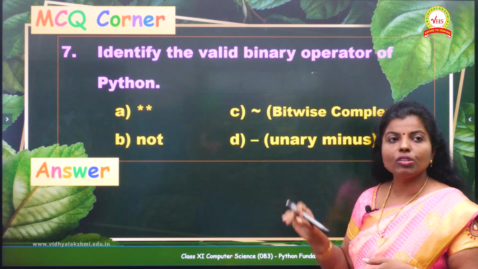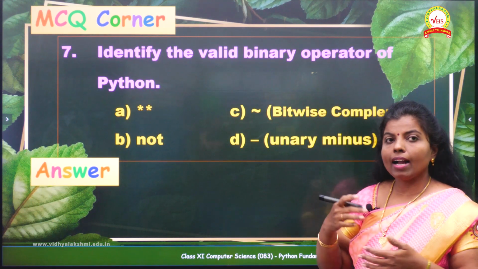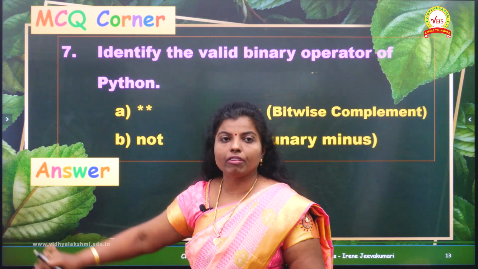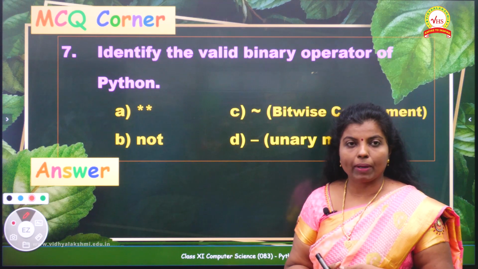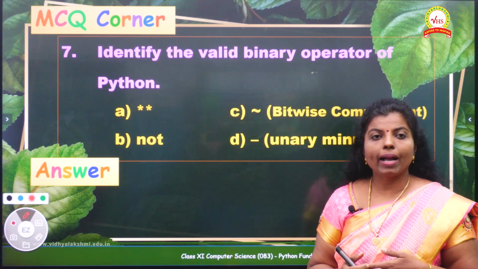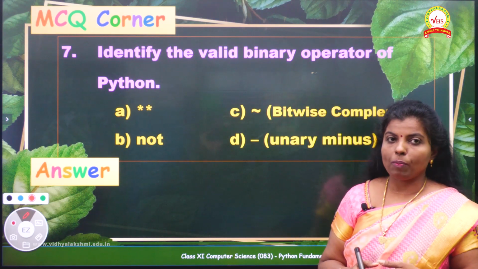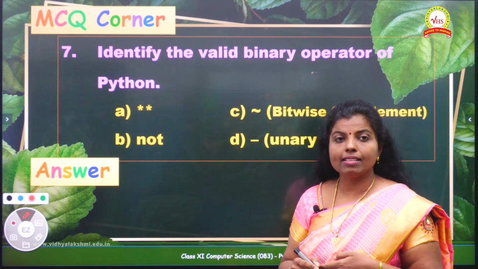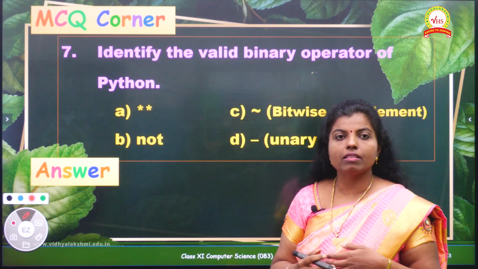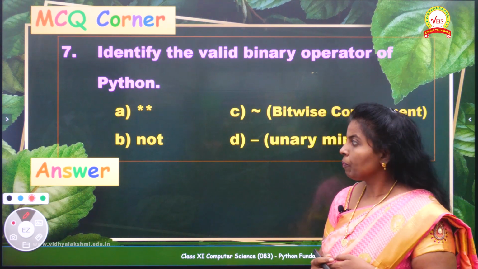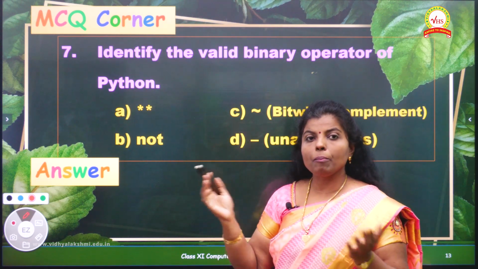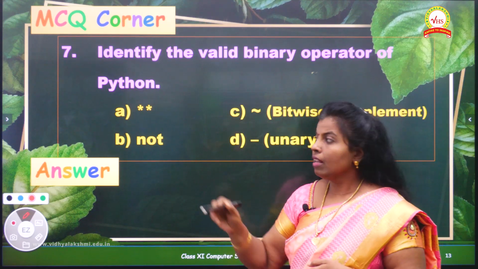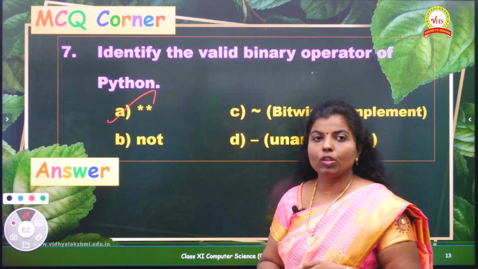Let us move on to the next question. That is, identify the valid binary operator of Python. Now we have to identify the valid binary operator of Python. Already we have learned binary operators, they work upon two operands, right? So according to that, first operator, if you see, it is an exponent operator. This is an arithmetic operator. So this arithmetic operator, before and after this exponent symbol, it needs two operands. That's why this is the valid binary operator.